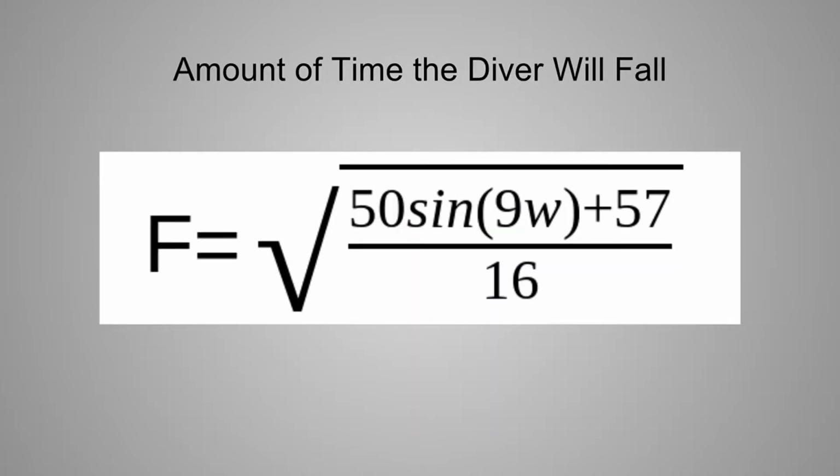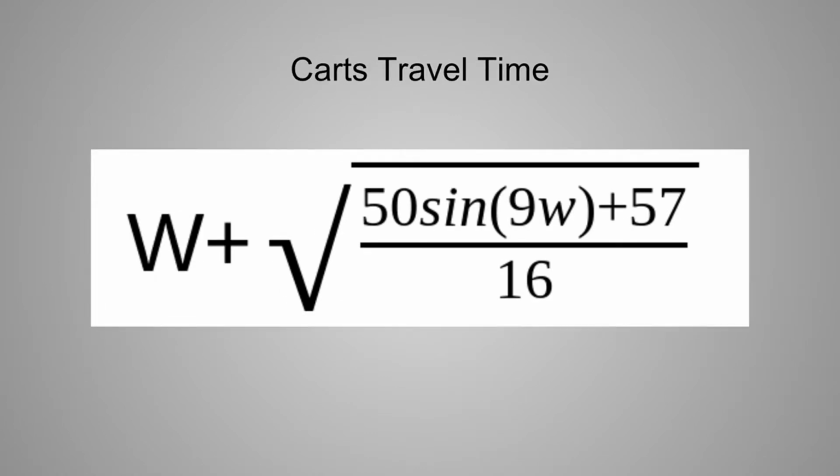We must also know the amount of time the diver will fall. In this equation, the output F tells us how long it took the diver to fall. First, we must place the input W, which is the wheel time, or time the diver is on the wheel. We'll use the equation square root of 50 sine 9W plus 57, divided by 16, because that is the equation for finding the acceleration.